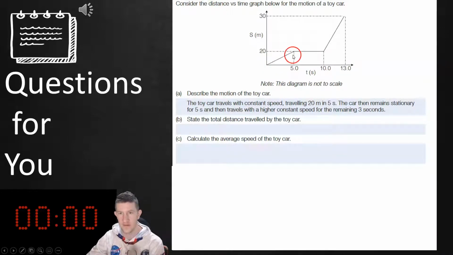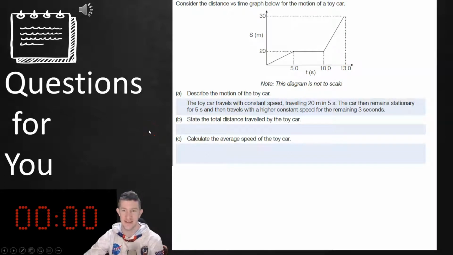Then at this point from 5 seconds, it's 20 meters from home. A second later, it's still 20 meters from home, still 20 meters from home. So that tells us that it's not moving. And then it takes off again, and much steeper slope, so it's covering a bigger distance in a shorter period of time, which means it's traveling faster.